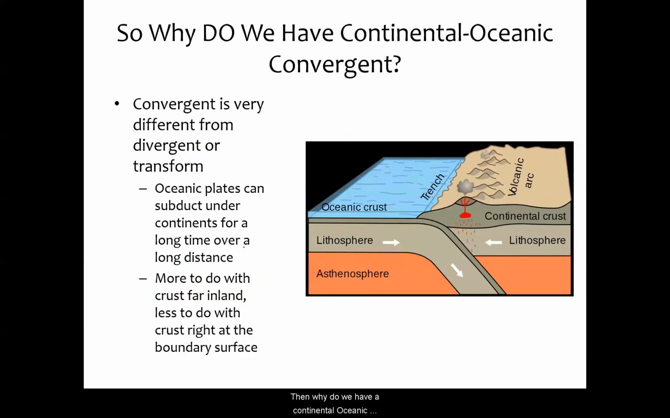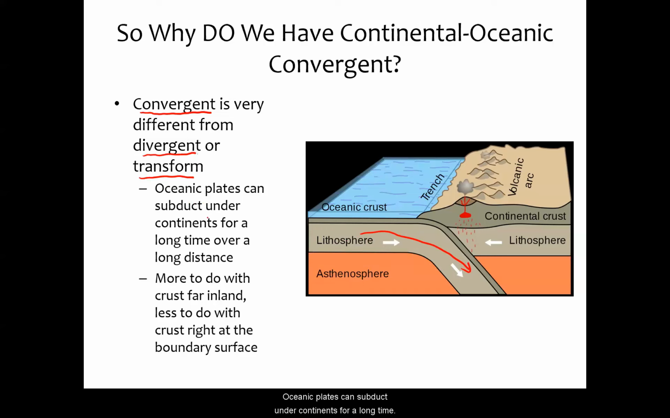So then why do we have a continental oceanic convergent boundary? Well, turns out that the process of convergence is very different from the process of divergence at divergent boundaries or processes going on at transform boundaries. It's not the case that convergent motion is just the opposite of divergent motion. Remember, they're very different. In convergent motion, especially where we have subduction happening like we have over here, one whole lithospheric plate is subducting under another one. That's not the opposite of what's going on at divergent boundaries, where new crust is being formed on both sides.